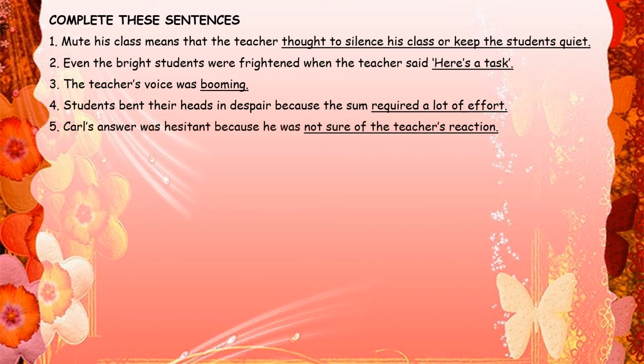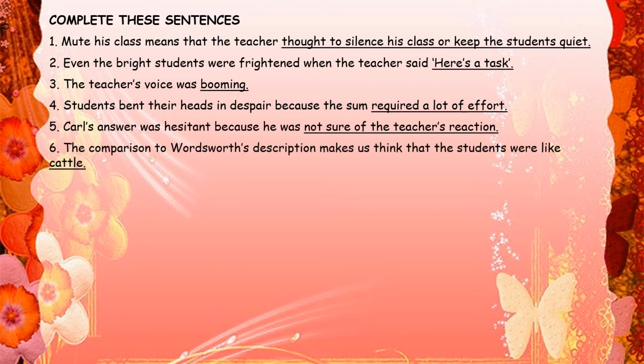Fifth one, Carl's answer was hesitant, unsure, because he was not sure of the teacher's reaction. He was not sure how the teacher was going to react. Sixth one, the comparison to Wordsworth's description makes us think that the students were like cattle. So forty cattle feeding like one. So the students are like cattle.